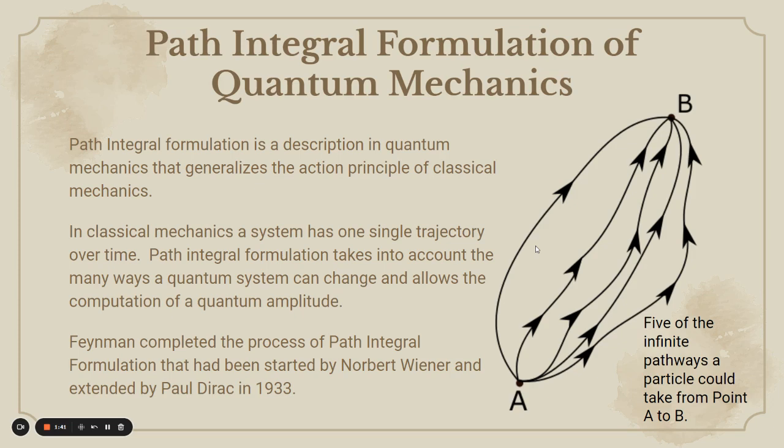In classical mechanics, a system has only one single trajectory over time. Path integral formulation takes into account that in a quantum system, this can change and multiply in infinite ways. So instead of having just one way to get from A to B in classical physics, quantum mechanics has an infinite number of ways. So here are 5 different ones of the infinite options it can take from A to B. Feynman completed the process of path integral formulation that had been started by Norbert Wiener and extended by Paul Dirac in 1933. So he kind of completed this work that others had started before him.